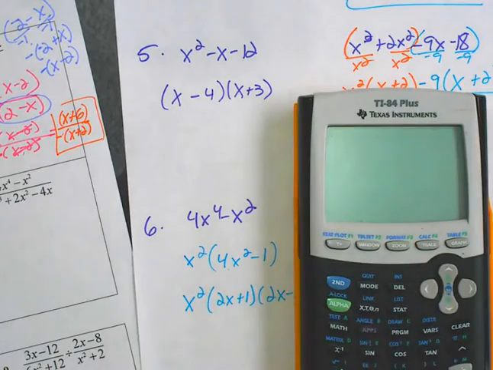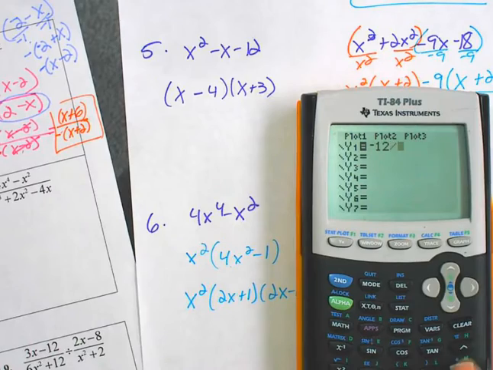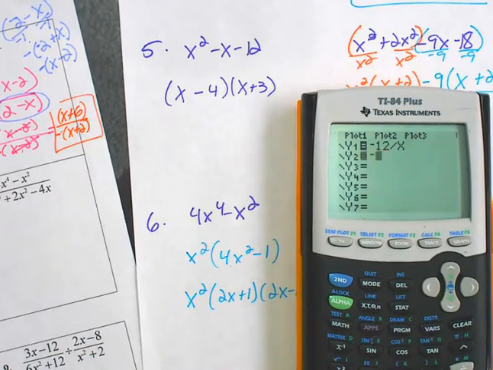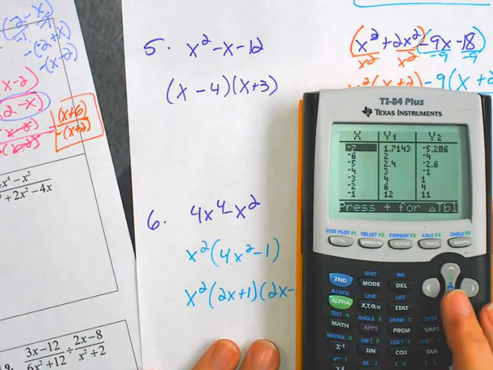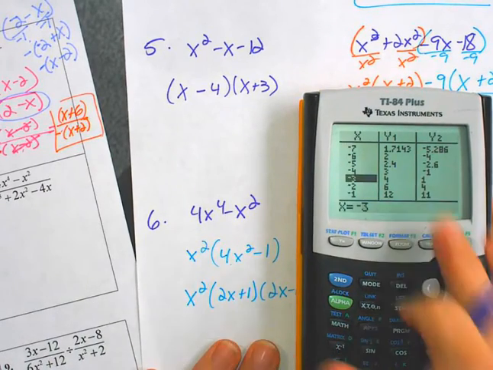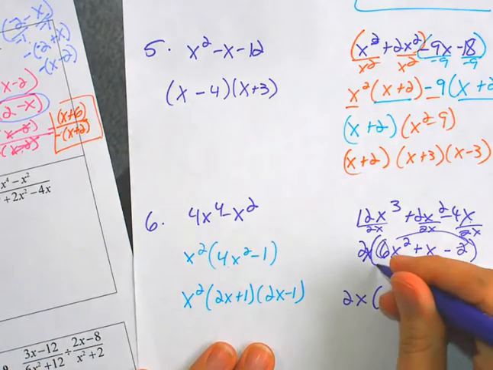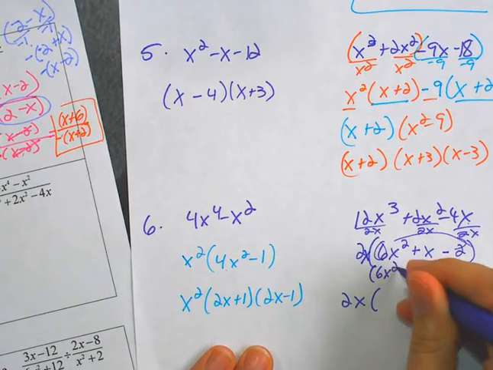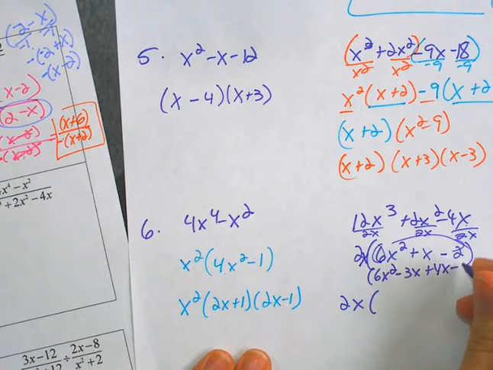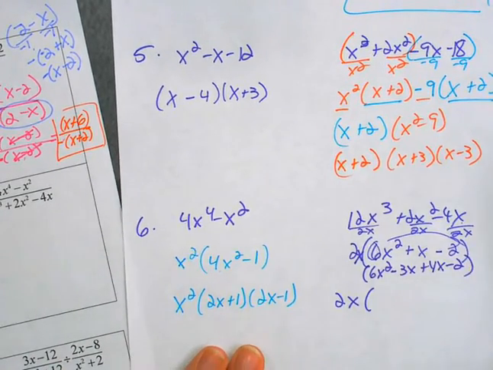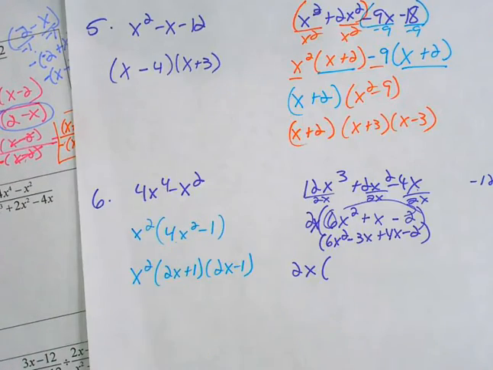Again, you could do this in your head, but if you want to look at the calculator, negative 12 divided by x, and I'm looking in the table for adding up to positive 1, which I do, negative 3 and 4. 6x squared minus 3x plus 4x minus 2. Again, if you're used to slip and slide, you could use slip and slide here.